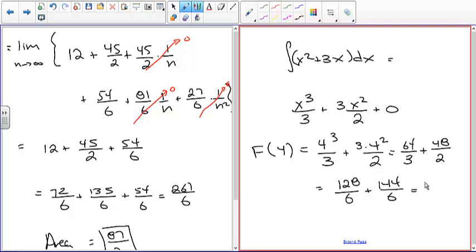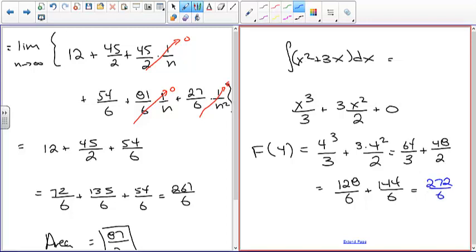Something's wrong here. Okay, let's go back here. Let's see, 16 times 3 is 48. And 4 cubed, 64. 64 times 2 is 128. 48 times 3 is 144. So what am I doing wrong here? Something's not working out. Oh, no, that's okay. I forgot I'm subtracting something here. So, okay, so you get 272.